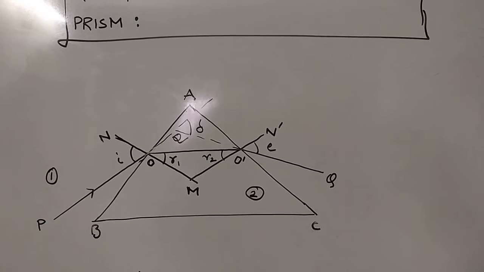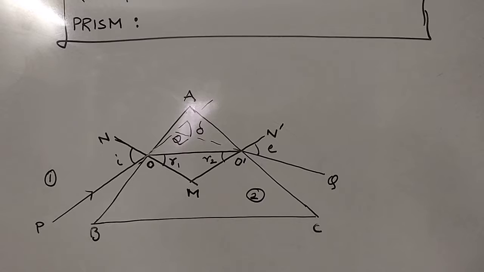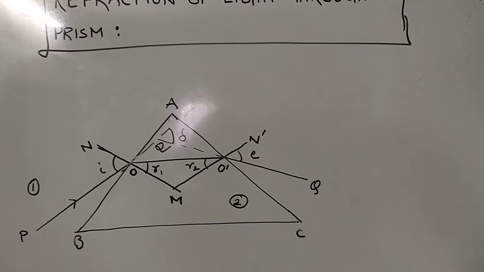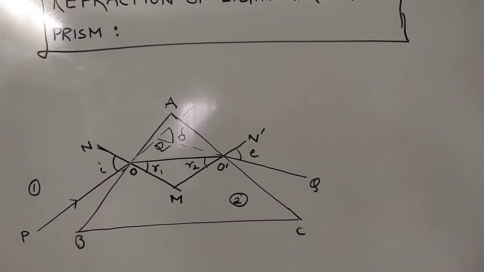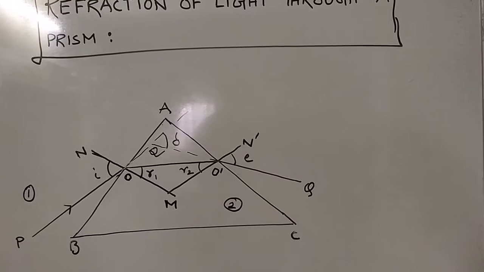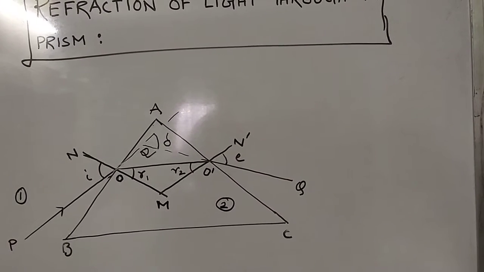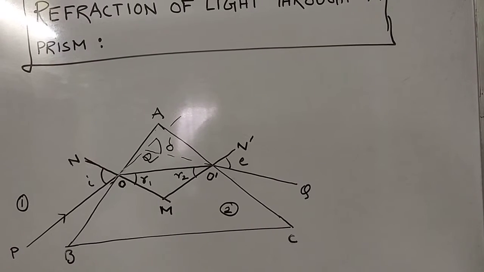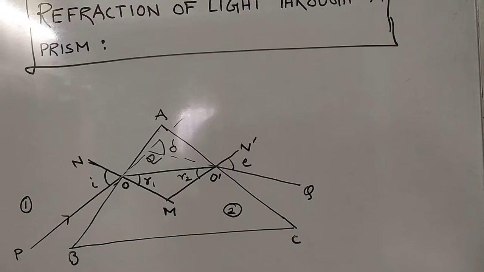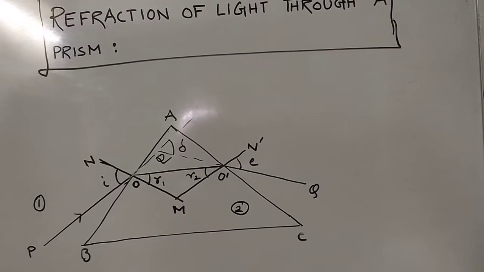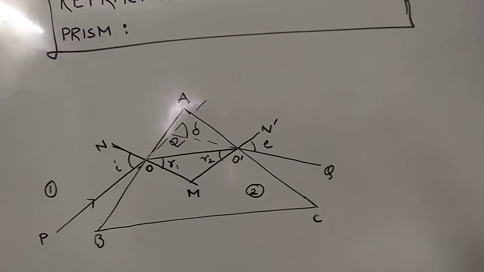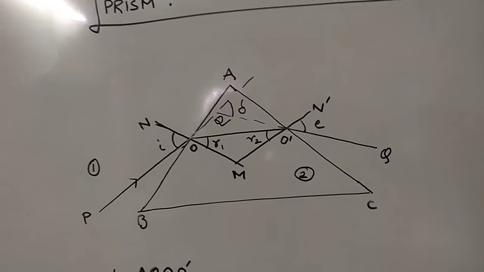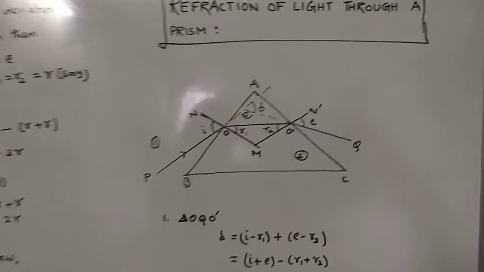Now on the edge AC of the triangular face, again a change in medium occurs. That's why it suffers refraction again. Let the angle made by the refracted ray with the normal on the edge AC be R2, and the ray that comes out from the edge AC makes an angle E with the normal. So you see the ray moves from air to glass and then from glass to air. So it is suffering refraction two times.